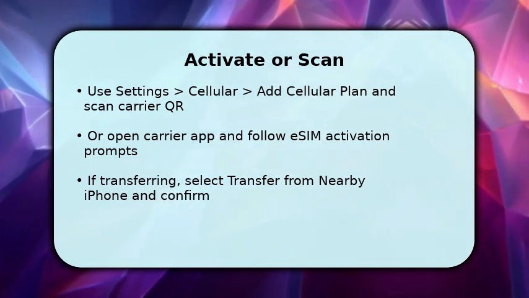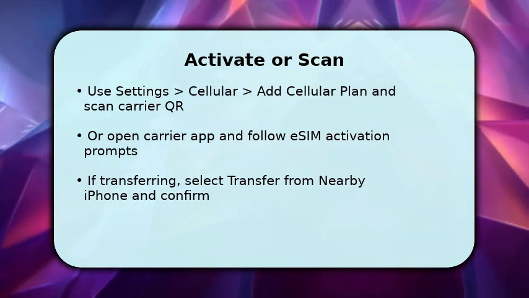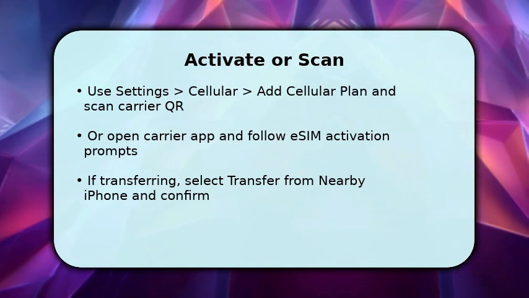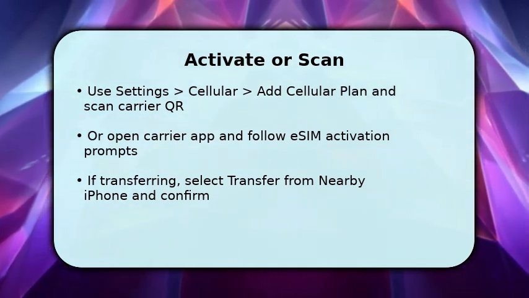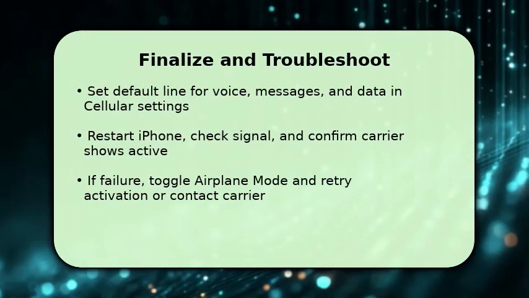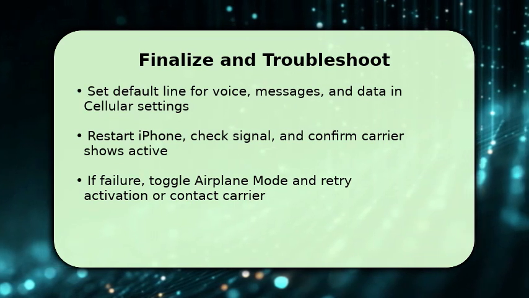If you're moving a line from another iPhone, use Transfer from Nearby iPhone, keep both devices unlocked, and confirm the transfer codes shown. Make sure to accept any carrier terms. Finally, set which line is default for cellular data, voice, and messages in Cellular settings. This prevents call or data routing mistakes.